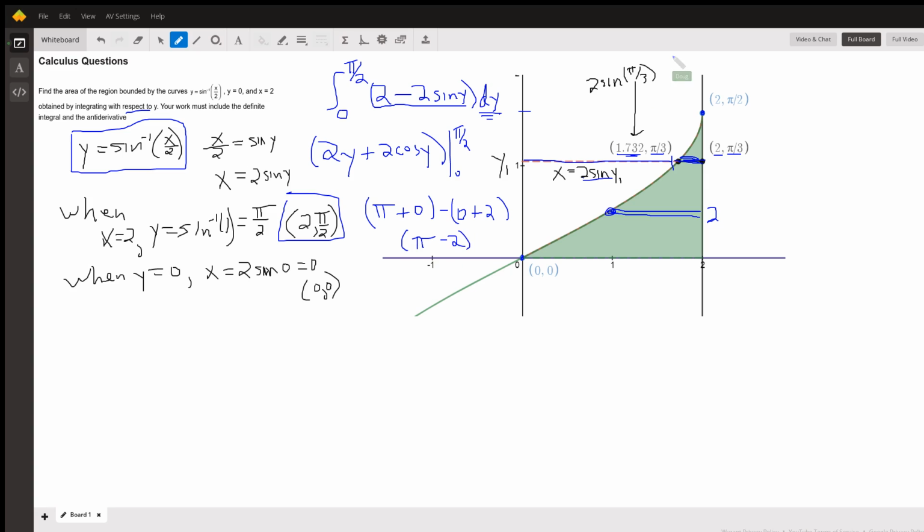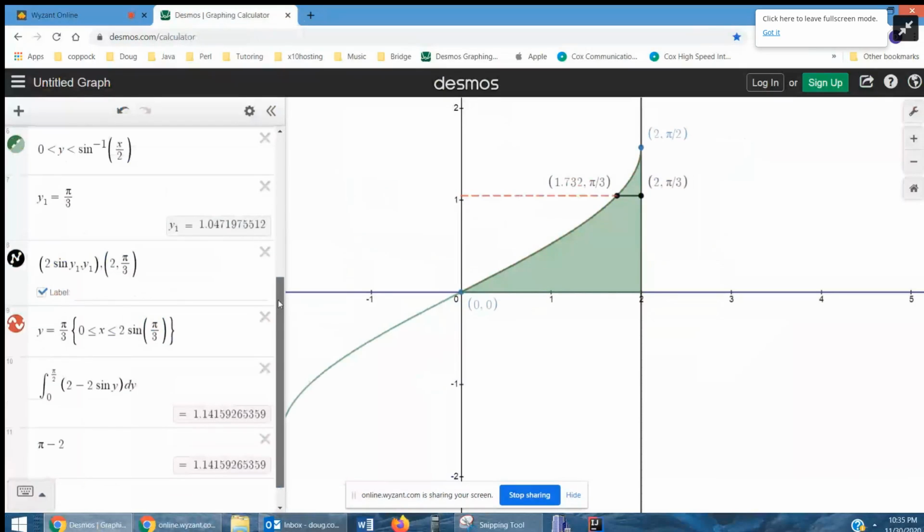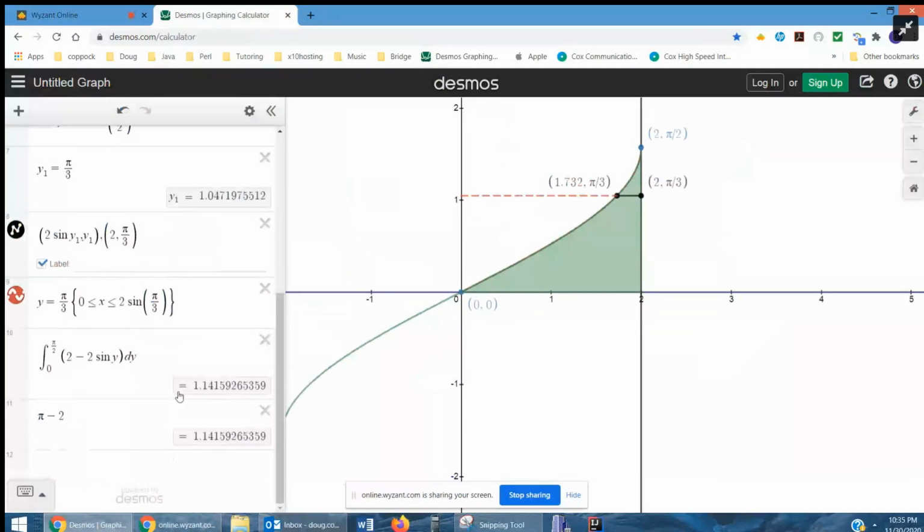If I share my screen real quickly, go over to Desmos. There's the integral evaluated, 1.14159. Pi minus 2 has the same approximate value. So that kind of proves the point.